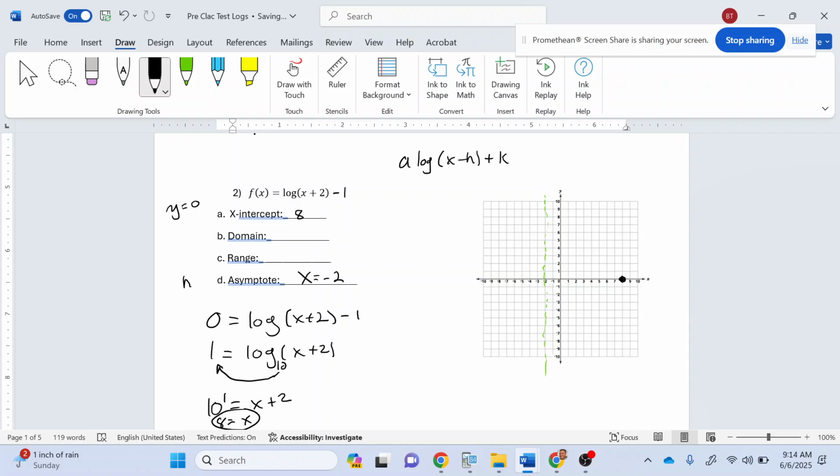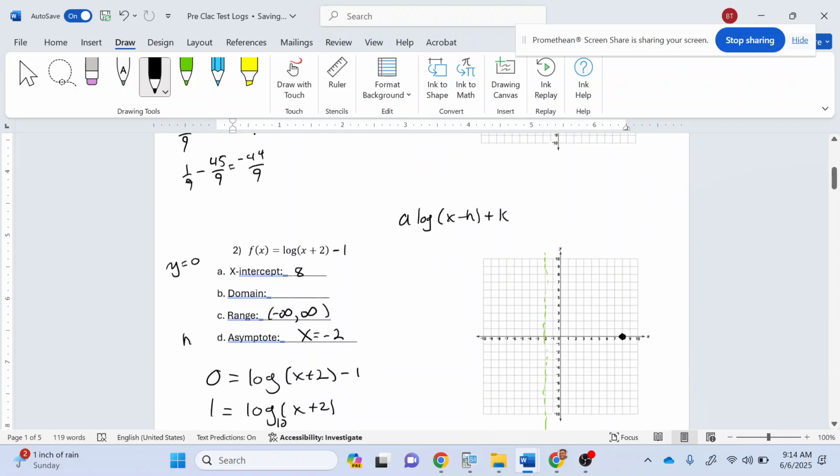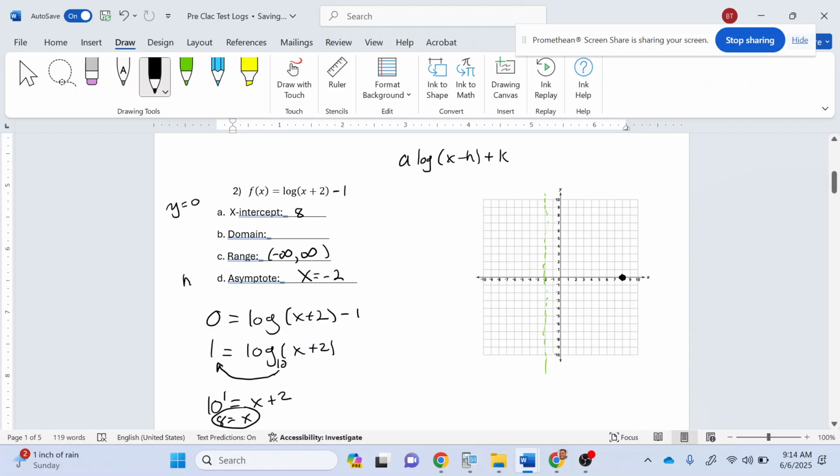The range for logs: anything could come out of a log, negative, positive, or 0. So that's going to be from negative infinity to infinity. And your domain is kind of like the range of the previous one. It's based off your h though. In this case, a is positive, so it's facing to the right. So it's going to be from -2, I never reach -2, to infinity. Generally, your curve is going to look something like this. But again, if you're not 100% sure, you could type into your calculator, get a table, and just graph the points.